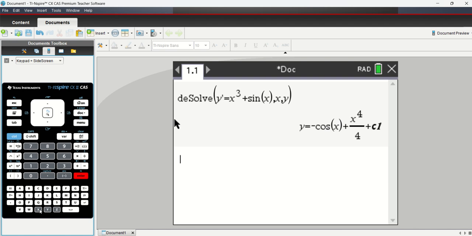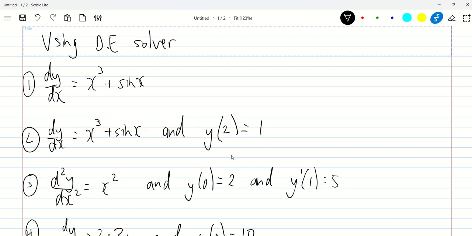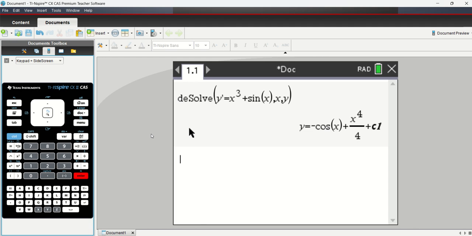Okay. Now, what about if you're given, in our second example, an initial condition of y(2) is equal to 1. So y is equal to 1 when x is equal to 2. So same DE, let's do that again. Maybe I'll just do it the old school way, right? No, I'll show you how it works.